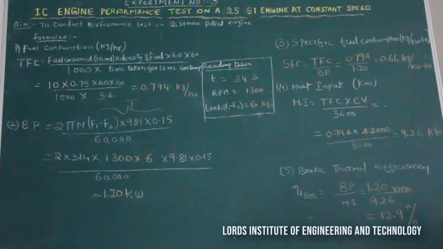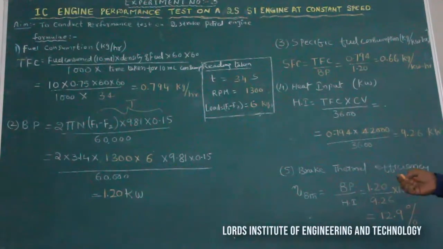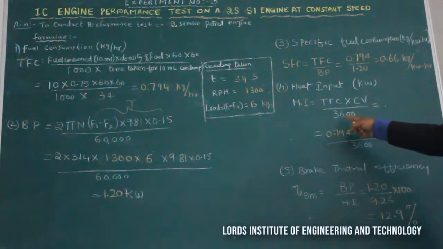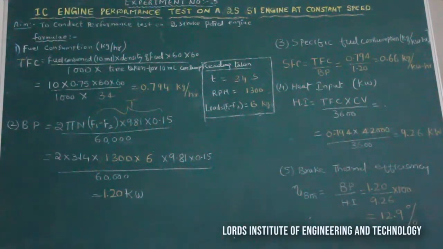Now, the fourth point we have to calculate here is how much heat we are inputting into the engine. Heat input is given by total fuel consumed into calorific value, divided by 3600, because total fuel consumed we have calculated per hour. If I divide it by 60 into 60, I get it per second. That means I get it in kilowatt.